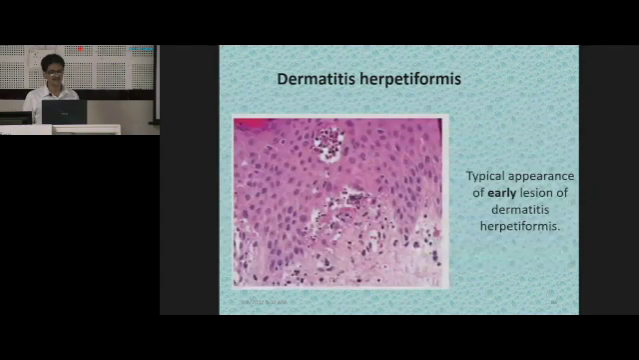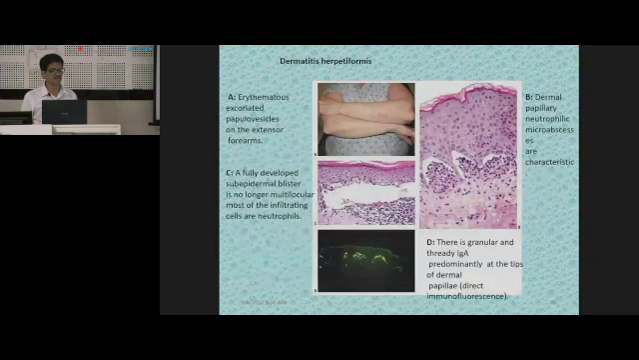Dermatitis herpetiformis, the typical appearance of an early lesion where neutrophilic collections are seen over here at the dermal papilla, and some nuclear dust is also present. Here is a collage of dermatitis herpetiformis showing erythematous excoriated papulovesicles on the extensor aspects of the forearm. This is the peculiar distribution. You can see the dermal abscesses at the tips of the papilla here.